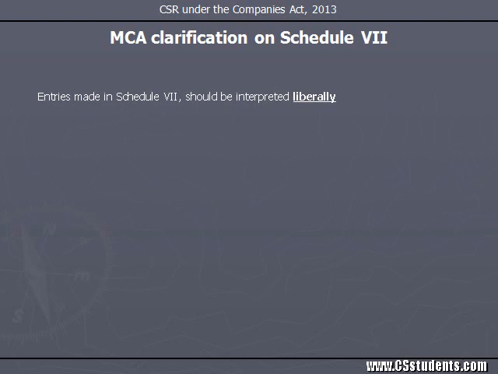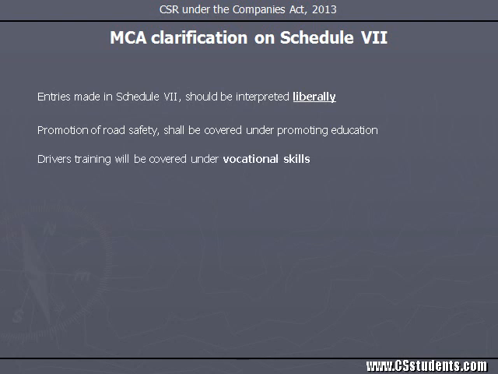The circular also has an annexure, which provides clarifications with regard to various activities, whether to qualify as CSR activity or not. Now, we would discuss them, one by one. So, promotion of road safety shall be covered under the CSR activity of promoting education. Drivers training will be covered under vocational skills and be treated as CSR activity. Similarly, safety traffic engineering and awareness through print, audio and visual media should be regarded as CSR activity, as part of promoting education, giving medical and legal aid.